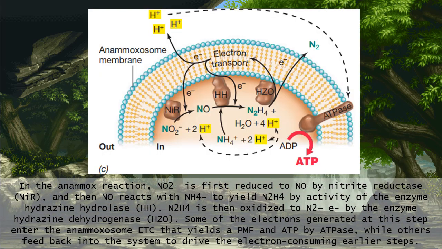In the ANAMMOX reaction, nitrite ion is first reduced to nitric oxide by nitrite reductase, and then nitric oxide reacts with ammonium to yield hydrazine by activity of the enzyme hydrazine synthase. Hydrazine is then oxidized to dinitrogen plus electrons by the enzyme hydrazine dehydrogenase. Some of the electrons generated at this step enter the anammoxosome electron transport chain that yields a proton motive force and ATP by ATP synthase, while others feed back into the system to drive the electron-consuming earlier steps.